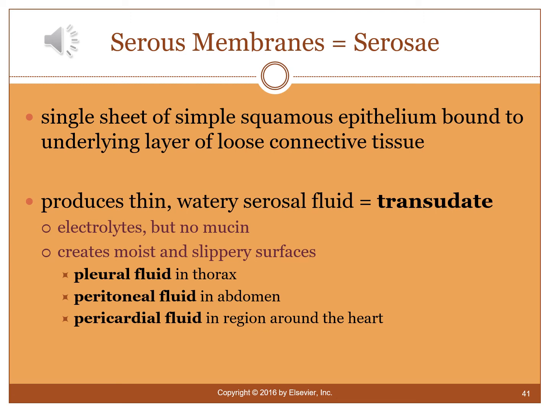Serous membranes also produce watery serosal fluid, which is a transudate. So a transudate is a fluid that does not contain mucin, so it is not mucousy, but it does contain electrolytes in a thin, watery solution. So there is also pleural fluid in the thorax, peritoneal fluid in the abdomen, and pericardial fluid around the heart. And transudates are usually what is found in these areas.